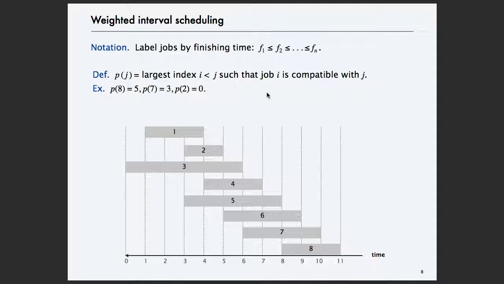So for any given job, if I'm doing, let's do 8, let's say that the weight, for simplicity, let's assume that the weight of each job is 10 times the number. So the weight of 8 is 80, right? So, what is P of 8?